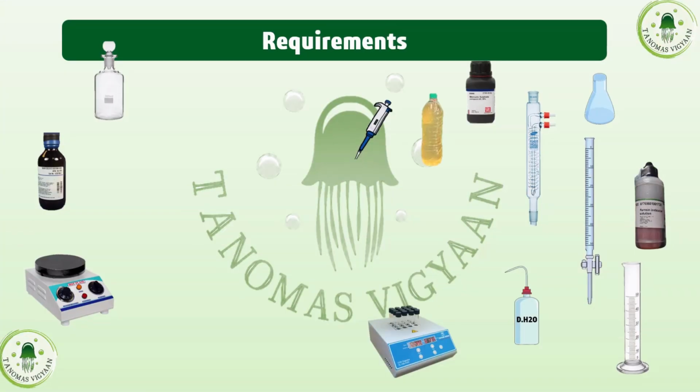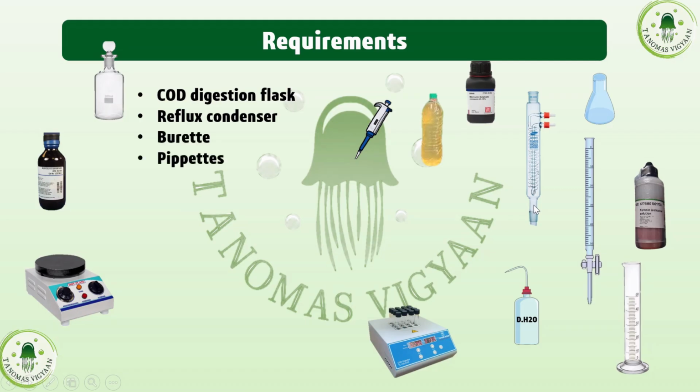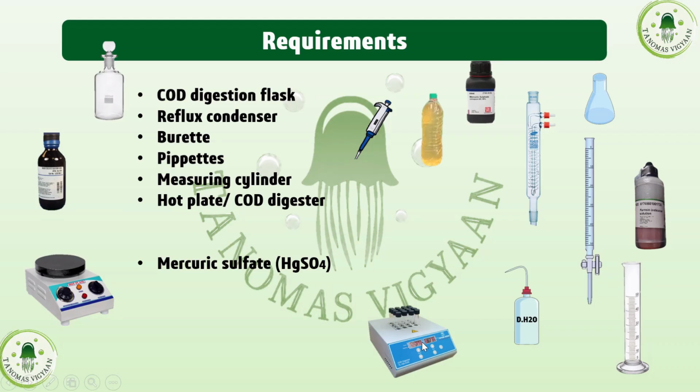Now coming to the requirements for this experiment. First we need the COD digestion flask. Here you can see this is the digestion flask. You can also take a COD digestion flask in a conical shape. Then you need a reflux condenser, here you can see. Then you need a burette for titration, a pipette, and a measuring cylinder to measure the water samples. You need a hot plate or COD digester. Here you can see the hot plate and the COD digester. You need mercuric sulfate, HgSO4, ferroin indicator and distilled water. So these are the requirements.